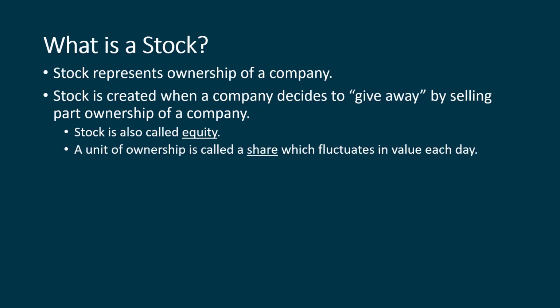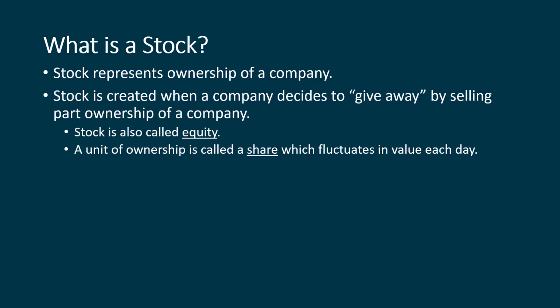A unit of ownership is called a share. What will happen is a company will say, okay, we have 10,000 shares that we're going to create, and then we're going to attach a value, an initial value, to each one of those shares. As the company grows, the value of each share will go up. If the company runs into trouble and starts losing money, the value of each share will go down.